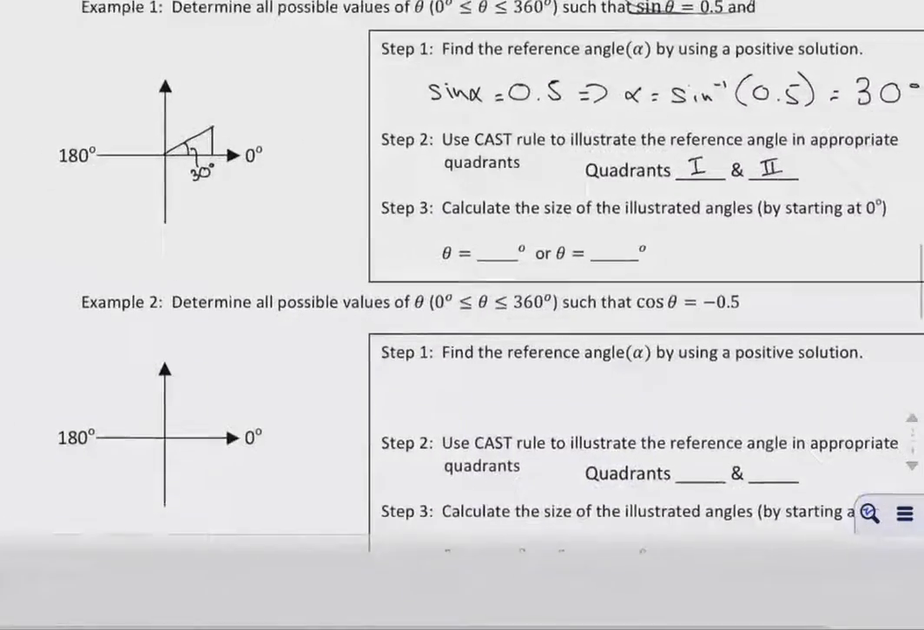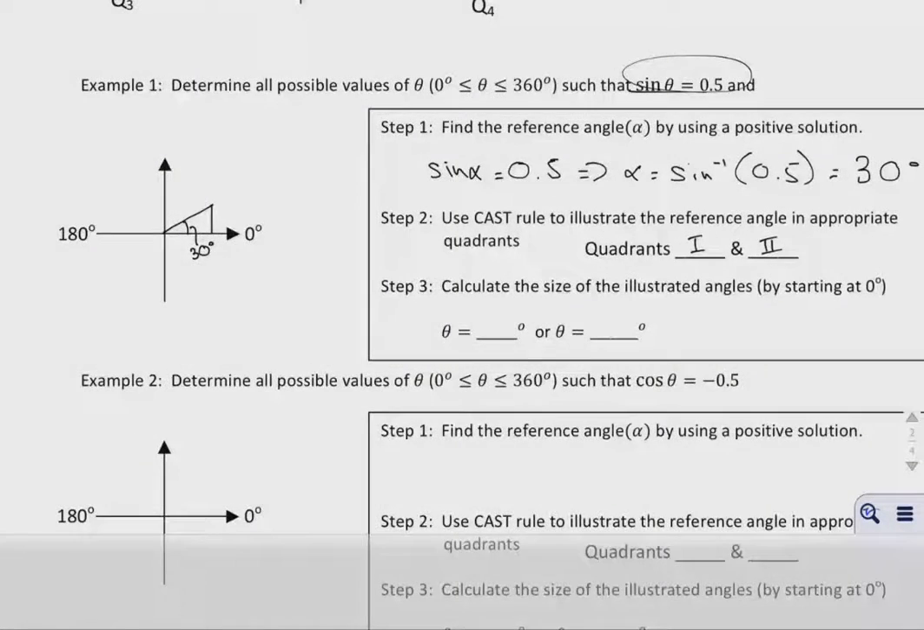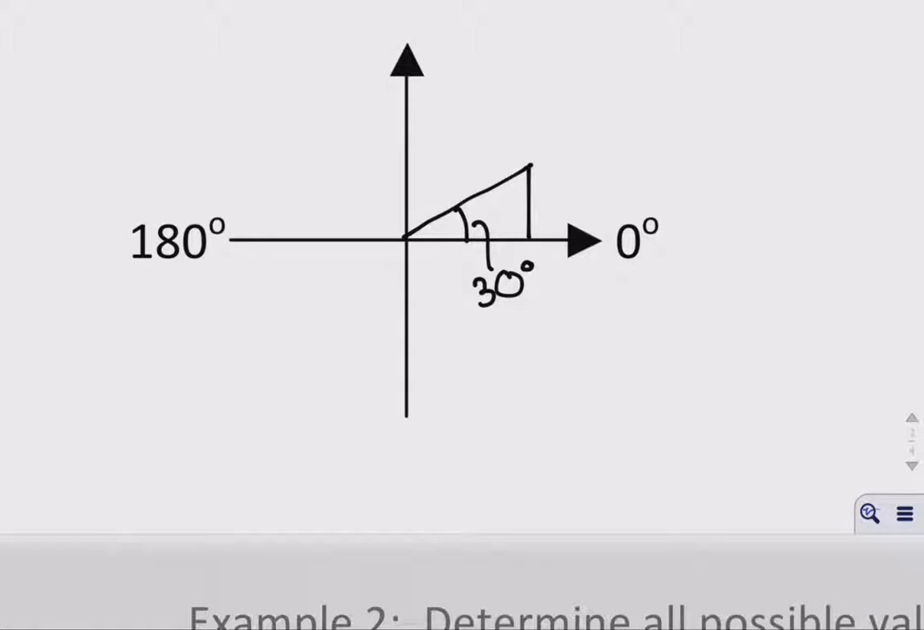So in quadrant number 2, I need to draw that reference angle once again relative to the x-axis. That's going to be over here. I know this is 30 degrees. These are right angles, by the way. And I measure my angle relative to the 0 degree, or to the positive x-axis, which in this case is going to be 150 degrees. How did I get that 150?